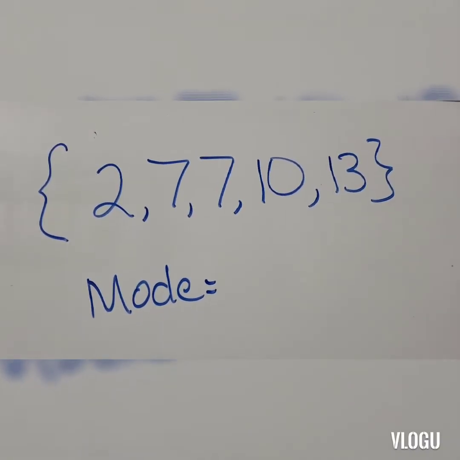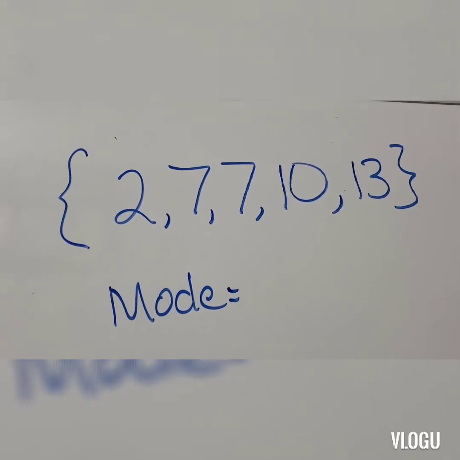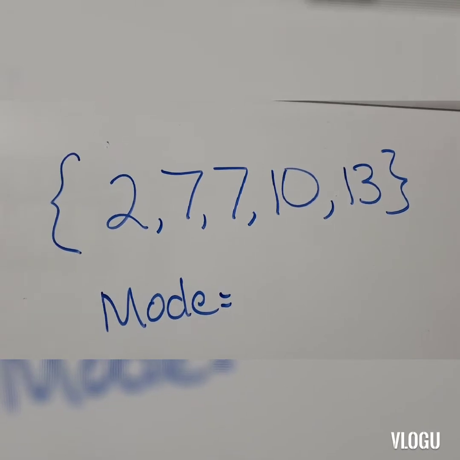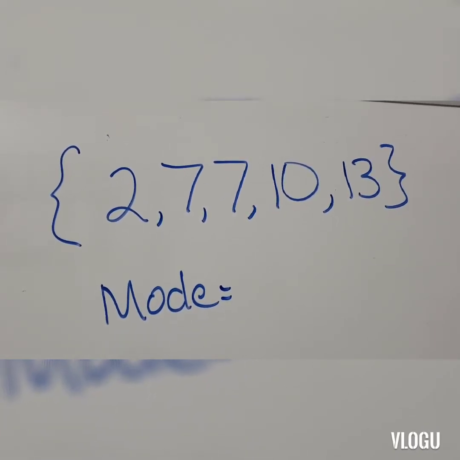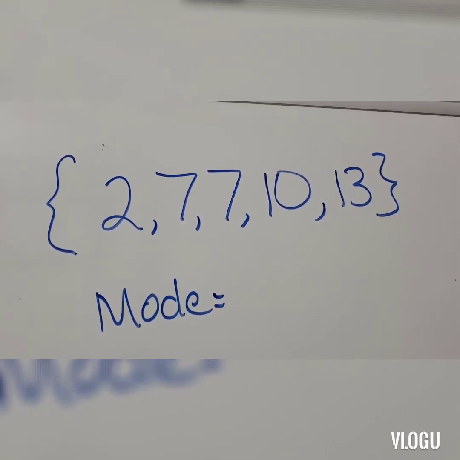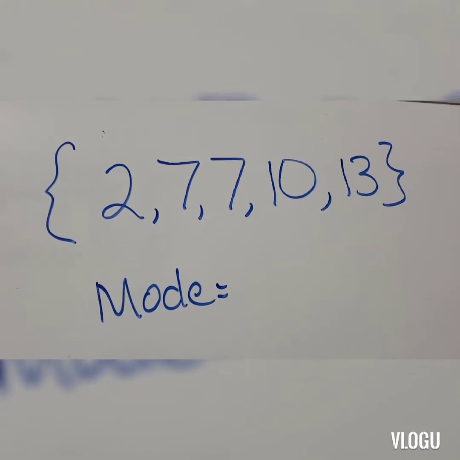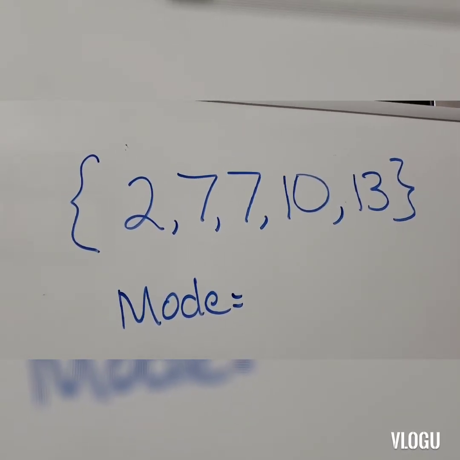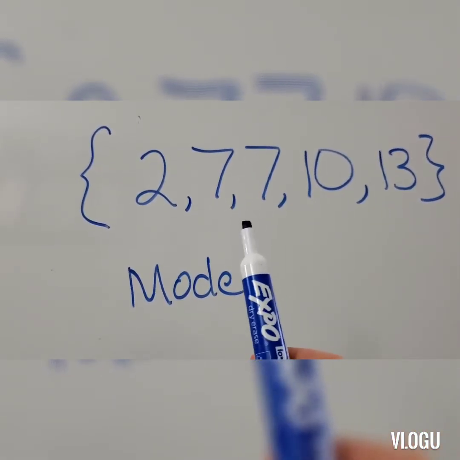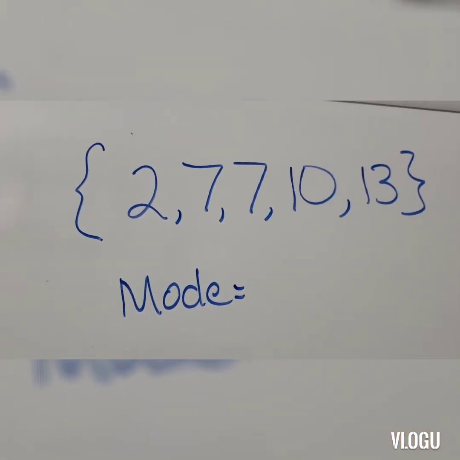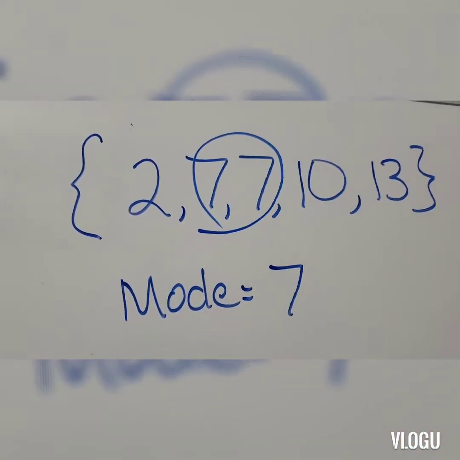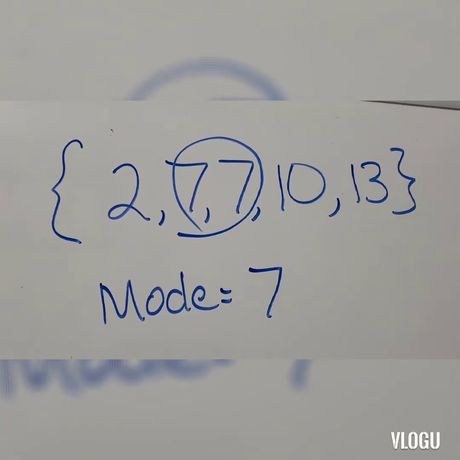This is another reason why we should put numbers into a number set where they are in order. Because it's really easy to take a look and see that our number set of 2, 7, 7, 10, and 13 has a number repeated more than anything else. There's actually only one set of repeated numbers. So in this particular number set, our mode is 7 because we see 7 repeated the most.